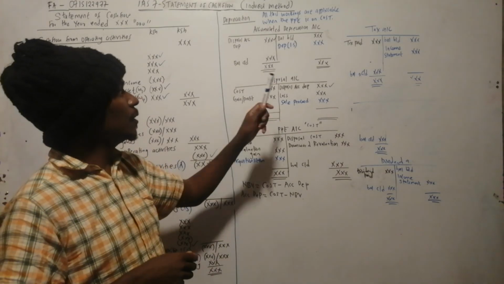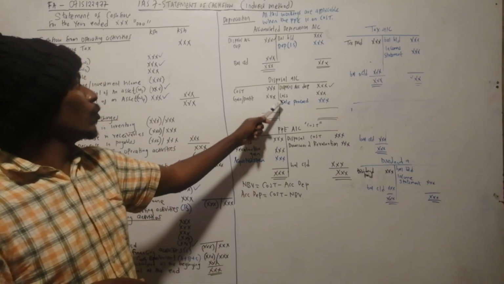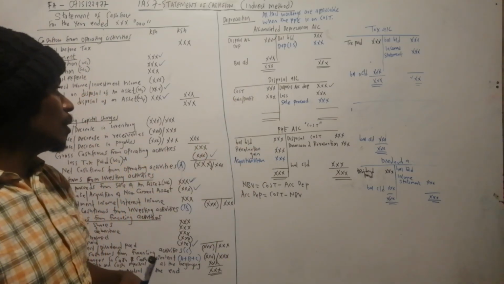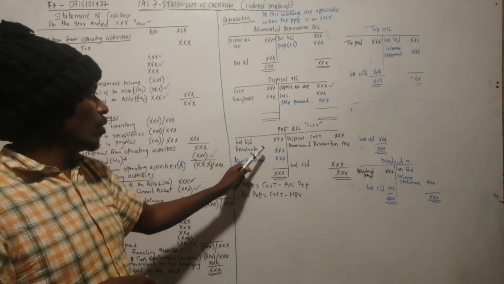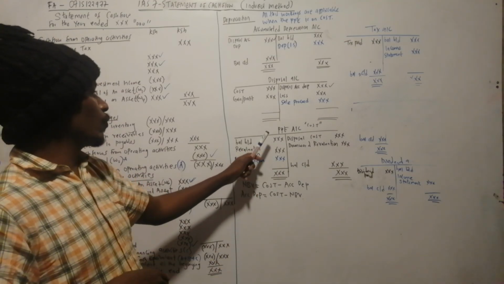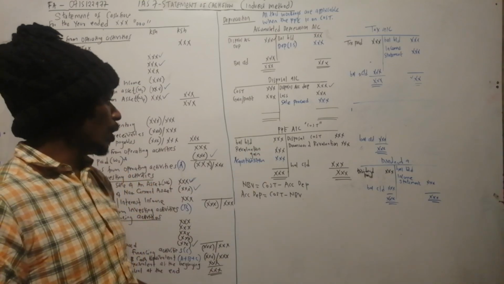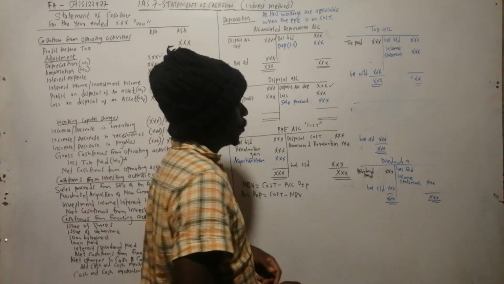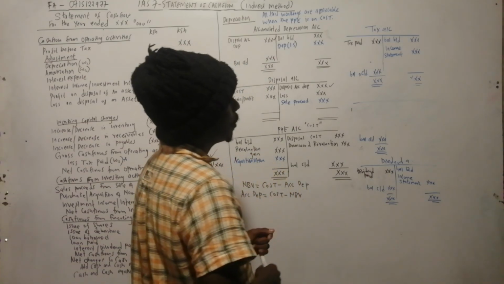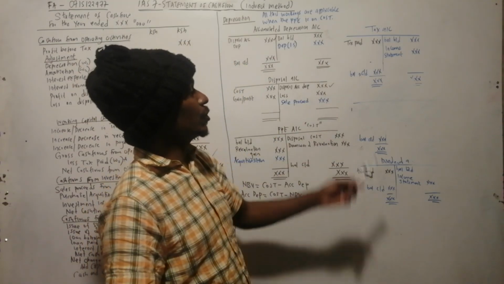Then the sales proceeds is calculated from the disposal account. Then the acquisition of a PPE is calculated from the PPE account. And also we determine some other accounts like the tax account, the dividend account, and then also the interest account, which uses the same format.